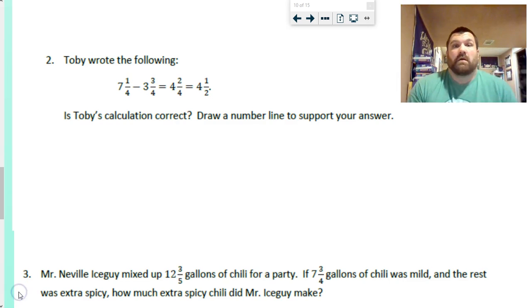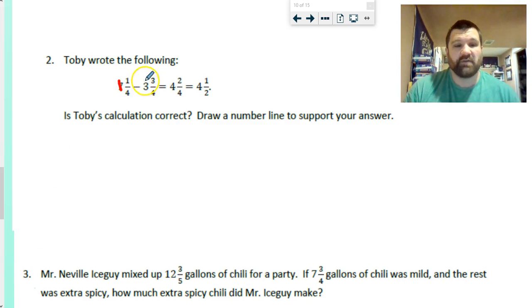Welcome back. Okay, so number 2, we're on our first word problem. Toby wrote the following: 7 1/4 minus 3 3/4 equals 4 2/4, which is simplified to 4 1/2. Is Toby's calculation correct? Draw a number line or just solve it to support your answer. Okay, so now we just need to solve it.